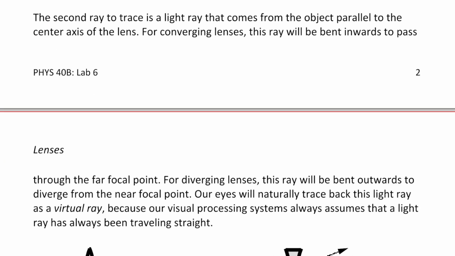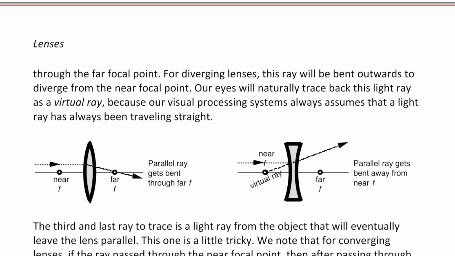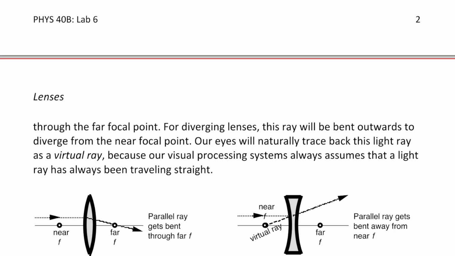The second principal ray is one that comes from the object parallel to the center axis of the lens. Essentially it's just something that comes in parallel to the lens. That's really all it is. For a converging lens we looked at earlier, it'll do that. But for a diverging lens, we said that it'll refract off like this.